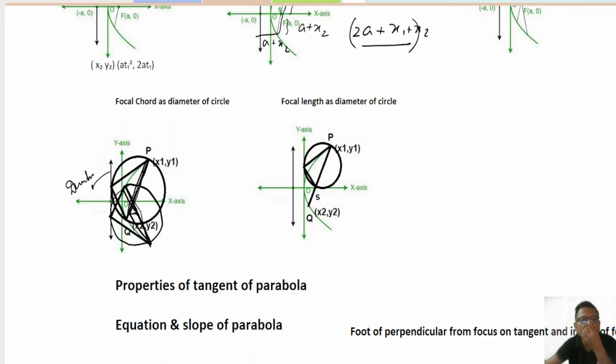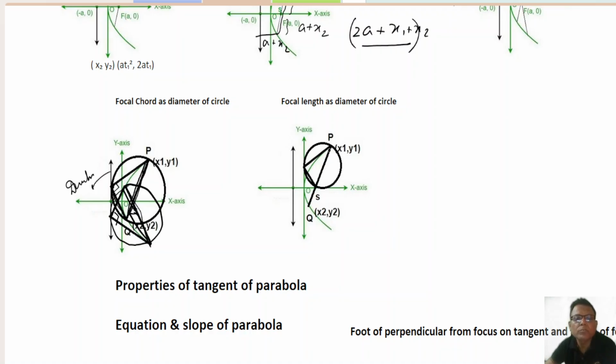That means the directrix is the locus of the point of intersection of the tangents at the ends of the focal chord. So this angle is 90 degree. This is also 90 degree. This is another important property.